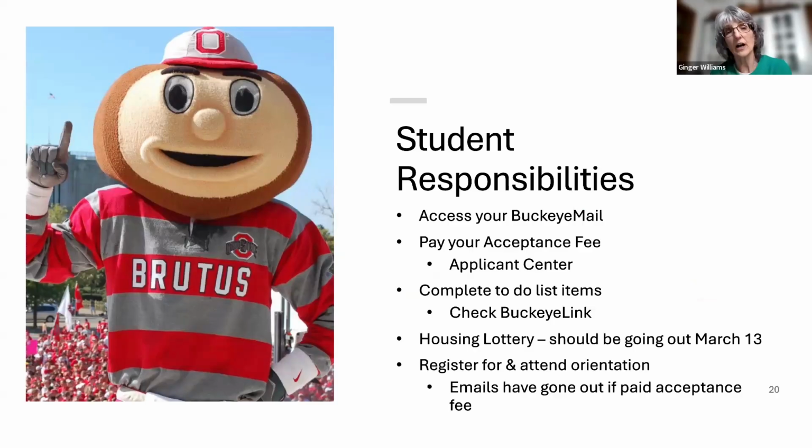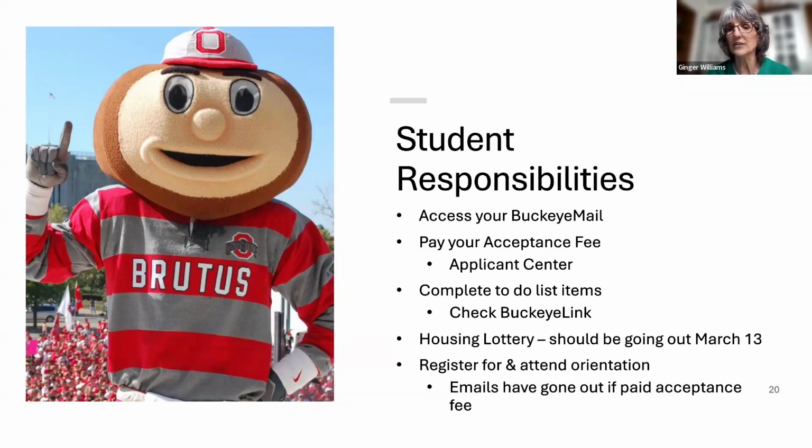Responsibilities for students. As Lucy kind of said earlier too, please make sure you're accessing your Buckeye Mail and your Buckeye Link. Those are what you are going to be getting information from quite frequently from here on out through the process. As I said, you can pay your acceptance fee through there. The housing lottery information should be going out or should have already gone out on March 13th. So if you're interested in that, information has gone out in an email.